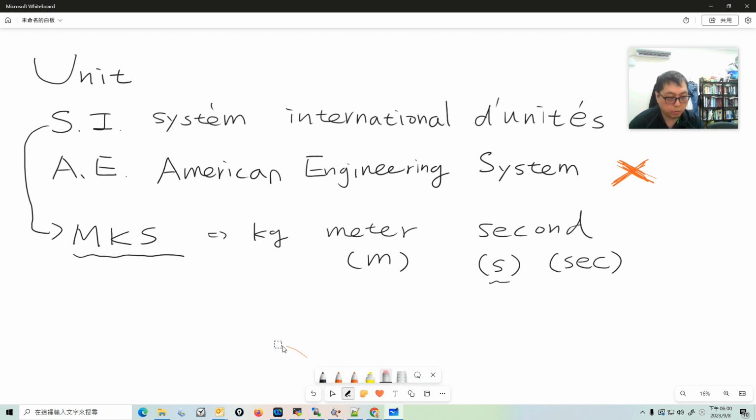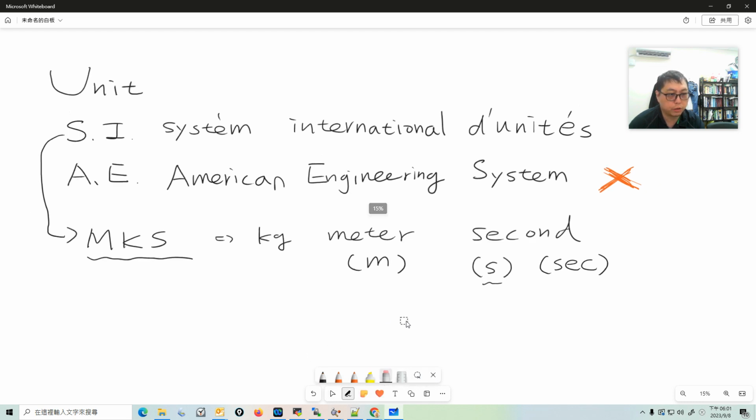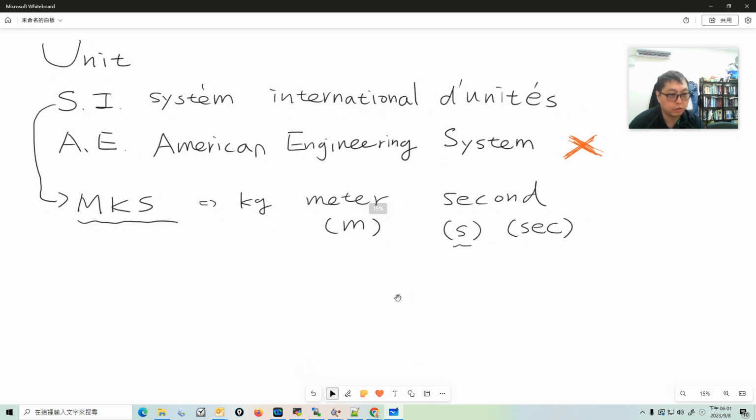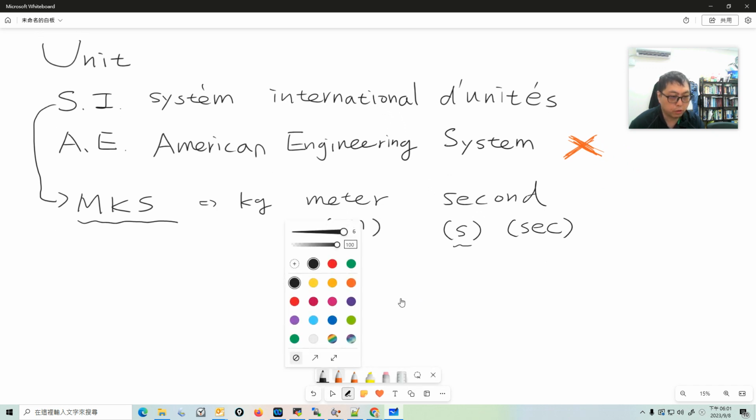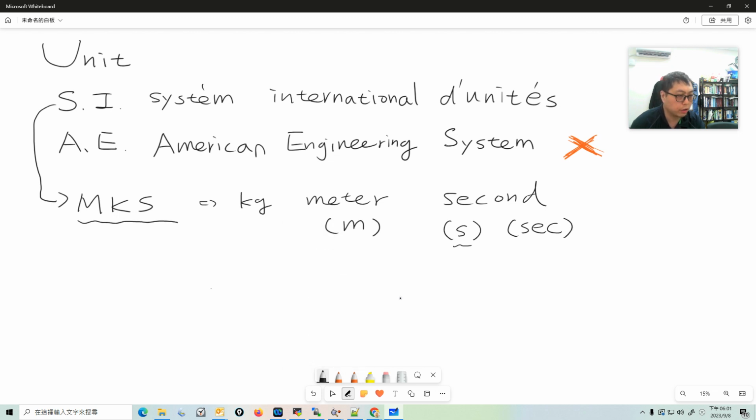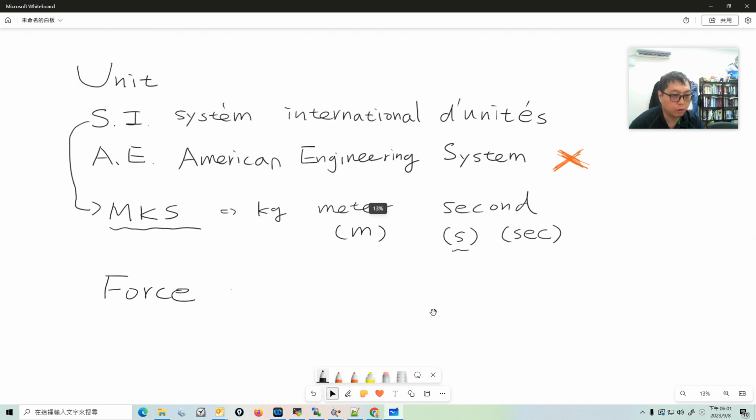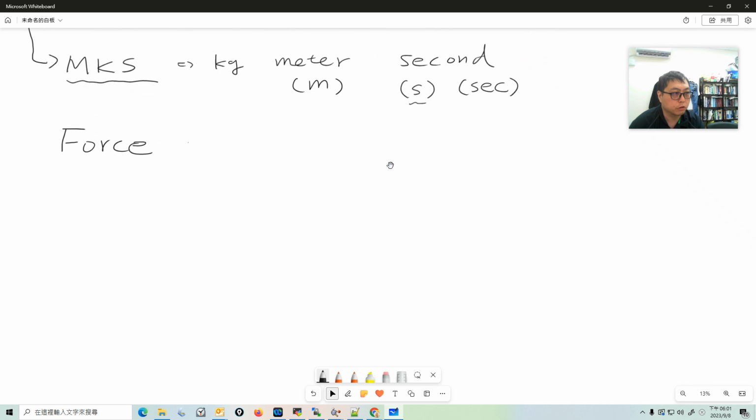Let me give you some examples of how to express some important physical quantities in the MKS system. Let me write down all the units we are going to show: force, pressure, energy, power, and frequency.